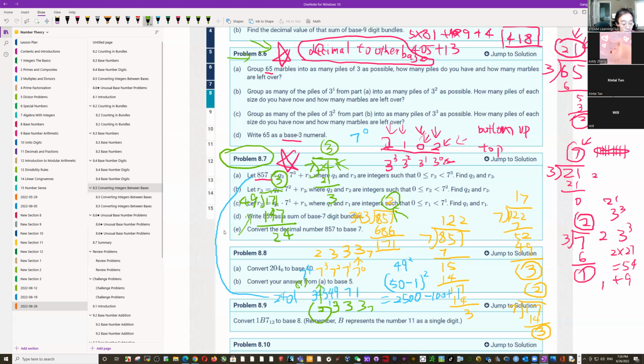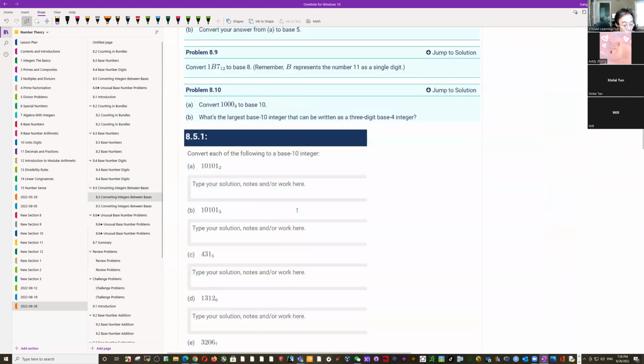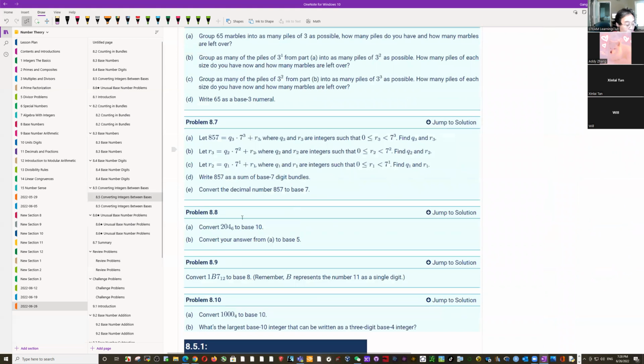So I think I'm getting a feeling that it's messy here. So let me just do another page. And so this one basically is trying to convert 204 base 6 to base 10. And then we need to convert this answer from base 10 to base 5.